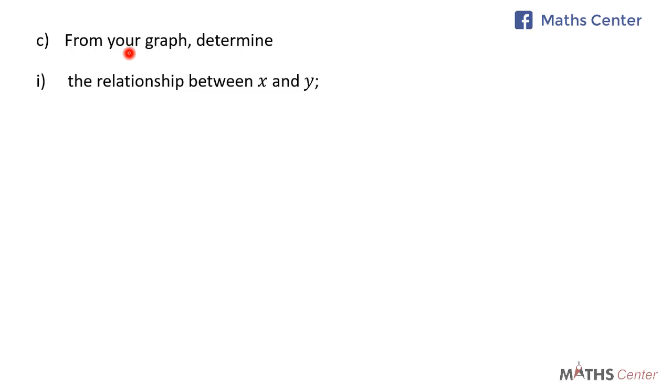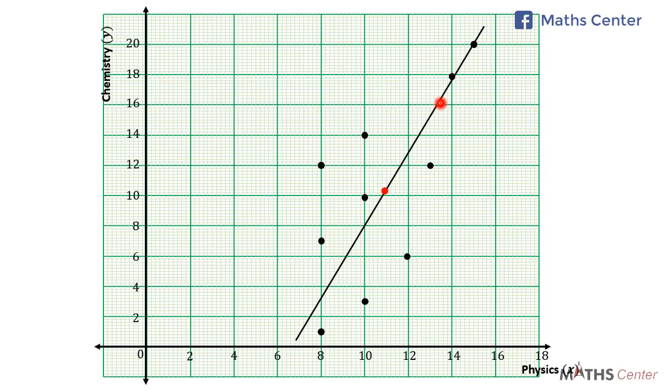The next part of the question says that from your graph, determine the relationship between x and y. The relationship between x and y will be the equation of the line. When you find the equation of the line of best fit, it's going to give you the relationship between x and y. From the video on straight lines, we learned how to find the equation of a line from a graph sheet. So we are going to apply that knowledge here. This is our line. We are going to find the equation of this line.